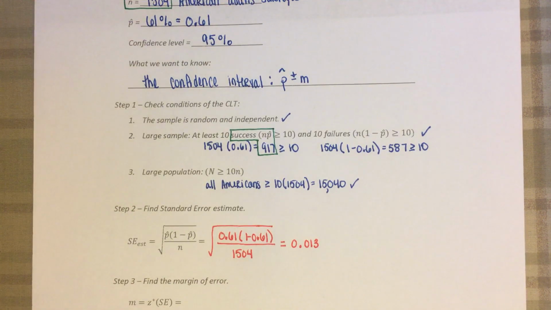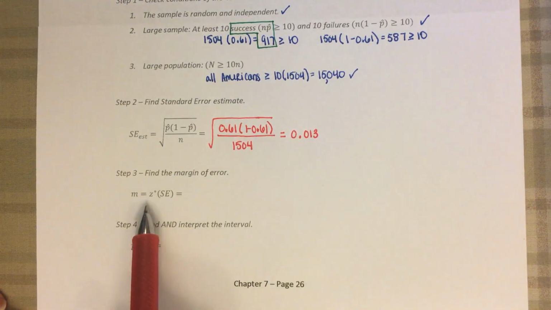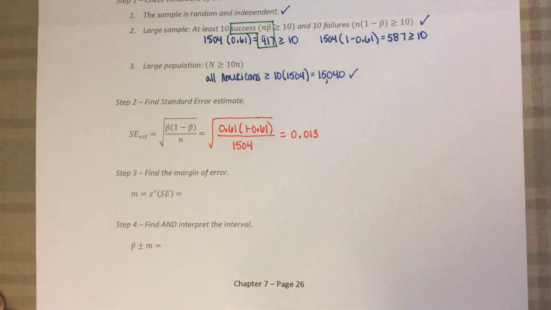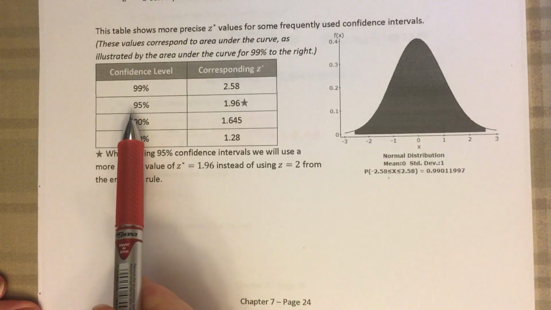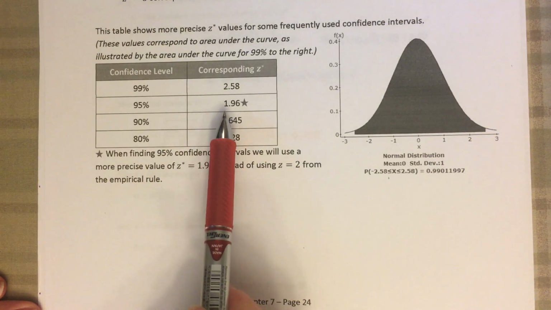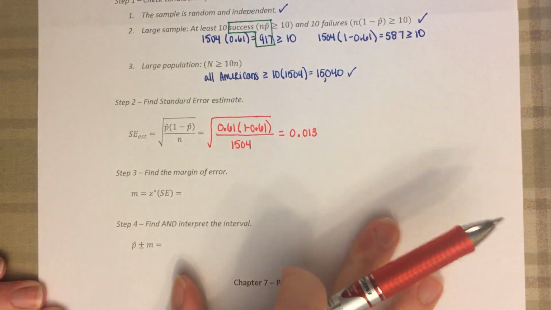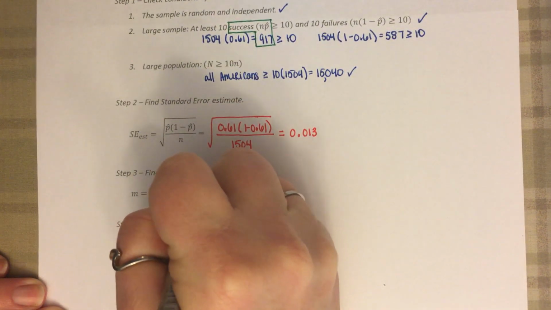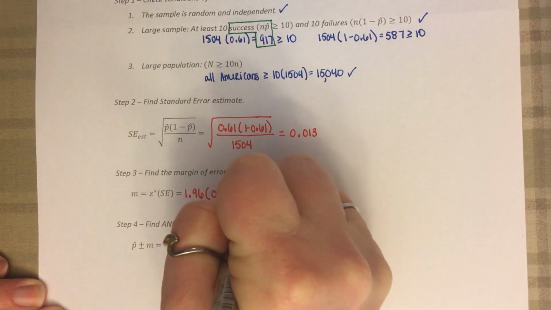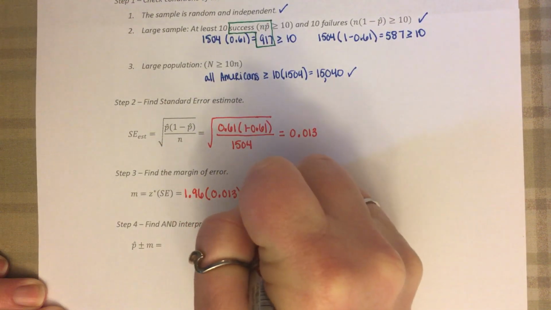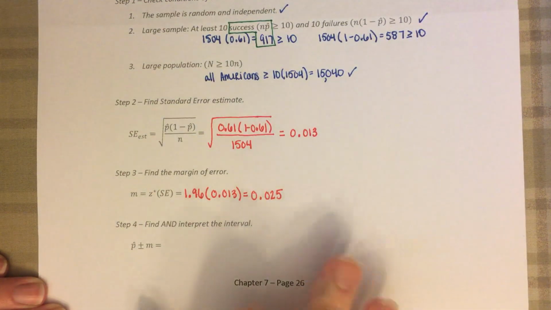All right, now that we have our standard error, we need to find our margin of error. Notice that our margin of error has this z star value in it. So we're going to go back to this table for a minute. In this particular example, we're told to use a confidence level of 95%. So we're going to use 1.96 as our z star value. So we're going to take 1.96 times our standard error, which is 0.013. And we get 0.025, or 2.5% if we're thinking in percentages.